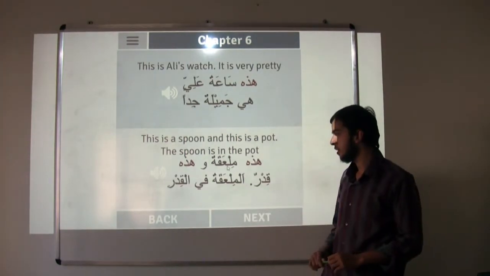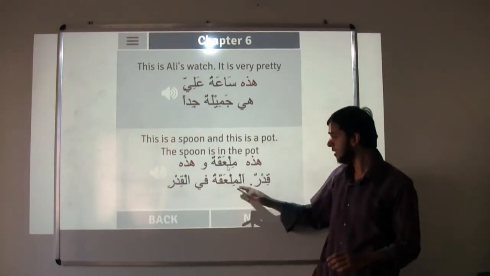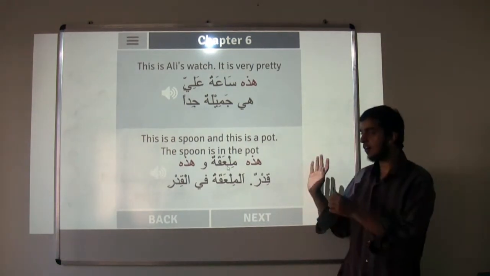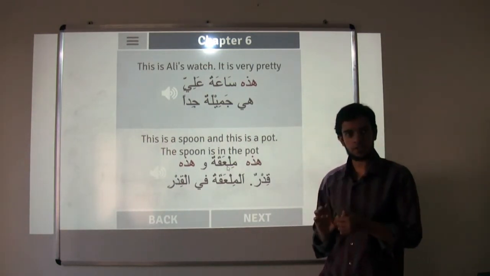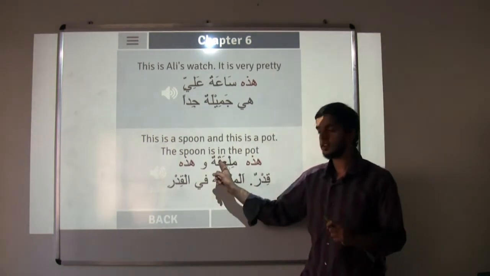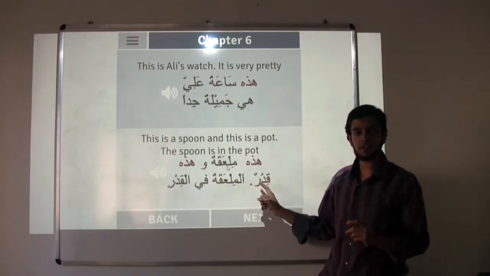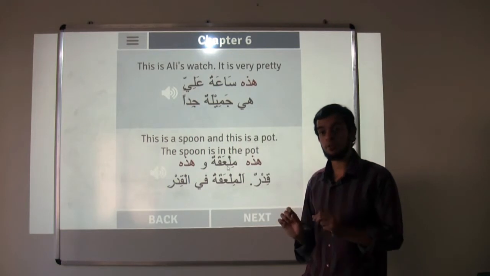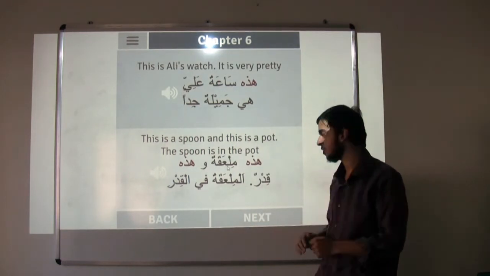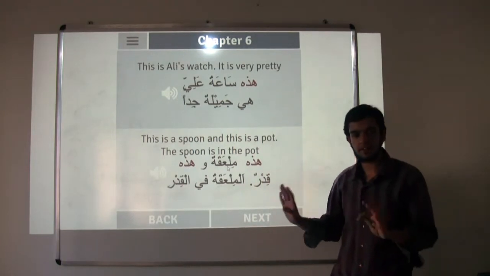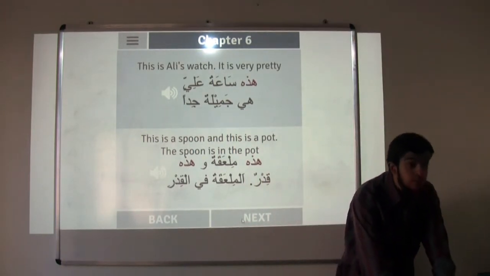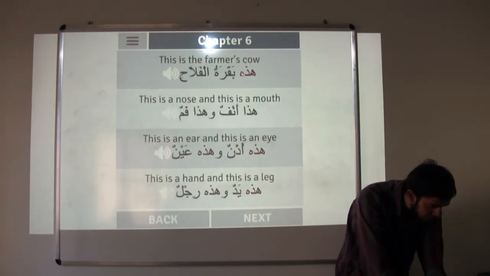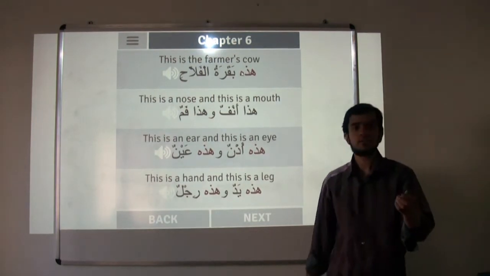Al mil'aqatu fil qidri. So basically, qidr means cooking pot. What we also learn is that there are a few nouns which don't conform to the rule of the round ta being feminine. This is not ending with a round ta. There are a few nouns which don't end with a round ta, but they are feminine because that's what they are known as. These are very rare, by the way. Is water feminine? No, it's masculine.